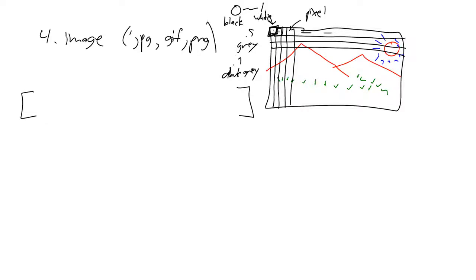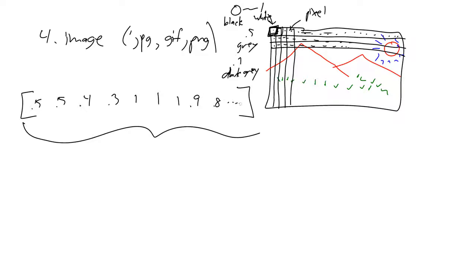And if I just list all these pixel values in a row, all the way across the first row, and then all the way across the second row, and then all the way across the third row, etc., I can basically make one big honking long vector that says 0.5, 0.5, 0.4, 0.3, 1, 1, 1, 0.9, 0.8, dot, dot, dot. And that whole thing is an image file.